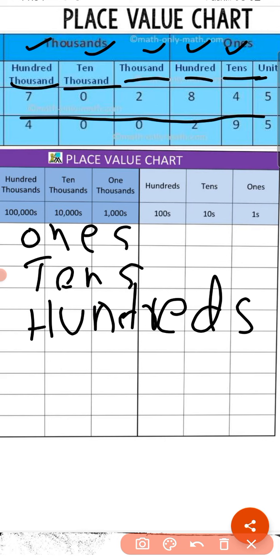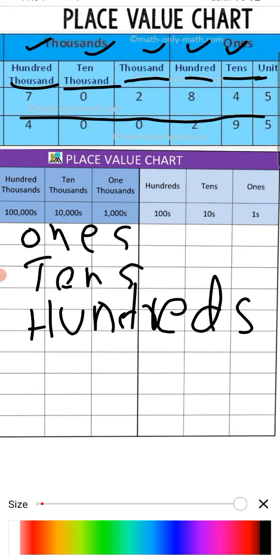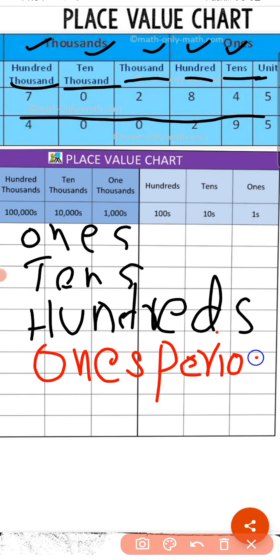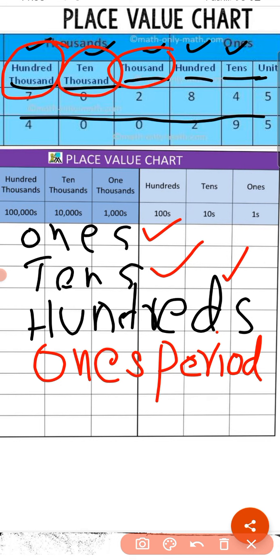Ones period. Ee moonu places inum koodittulla oru common name aanu ones period. Ones, tens and hundreds are in one group. Okay. Ones period. And the next three places, that is 1,000, 10,000 and 100,000.